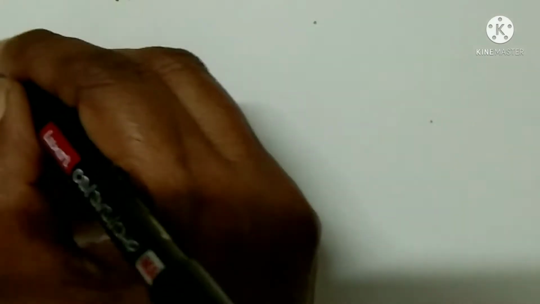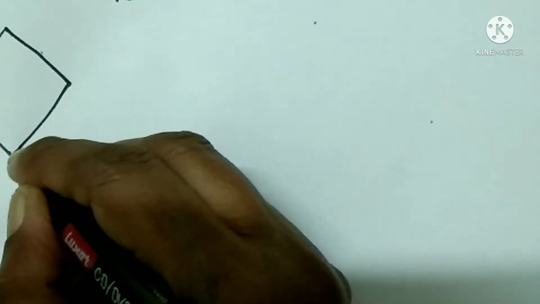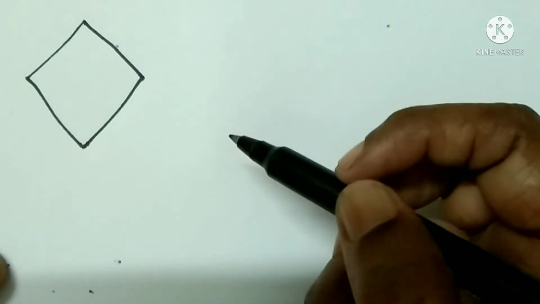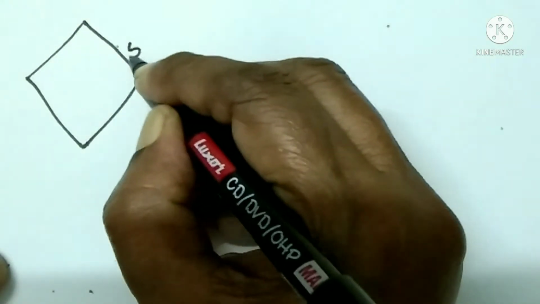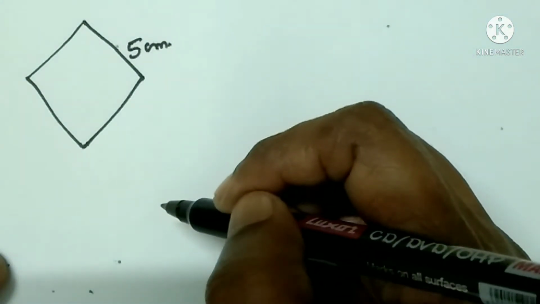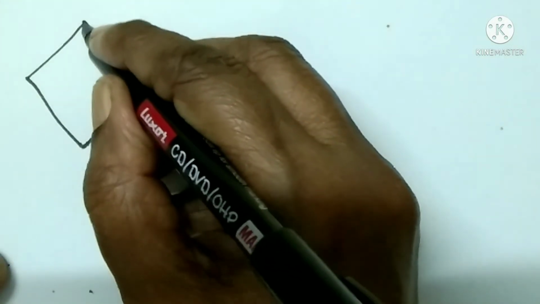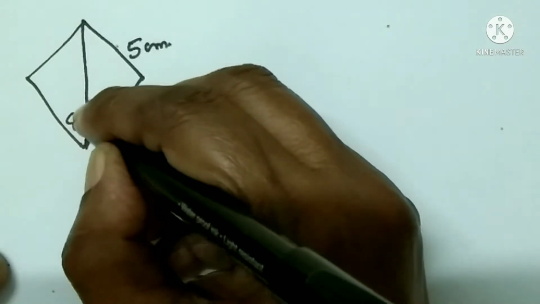So let us draw a rough figure first. The figure is like this. In the figure the sides are given. Find the area of the rhombus whose side is 5 cm. So this is 5 cm, whose altitude is 4.8 centimeter. If one of the diagonals, this is the diagonal, one diagonal is 8 centimeter.